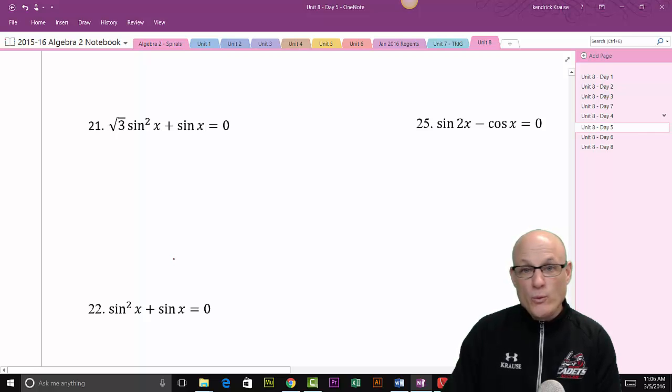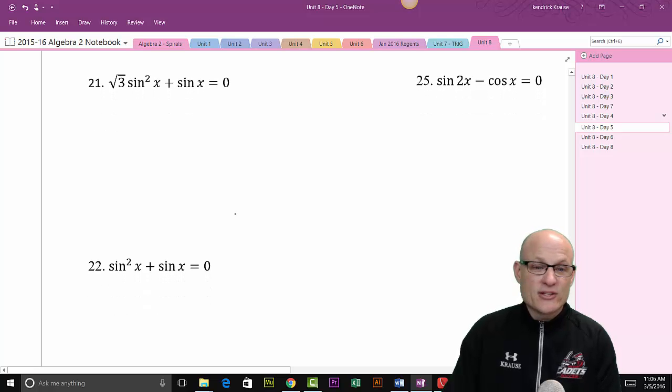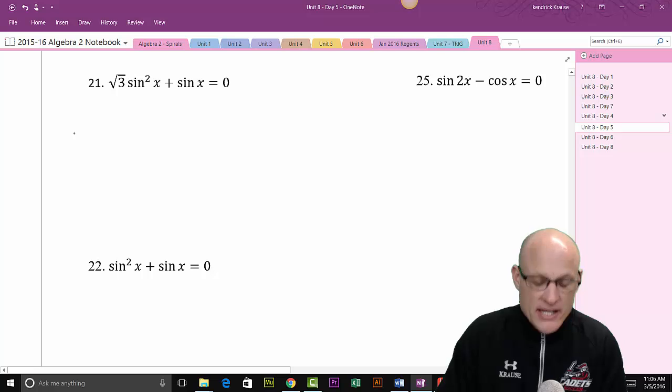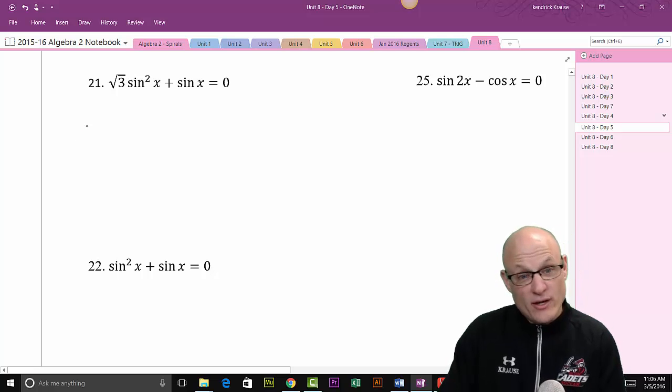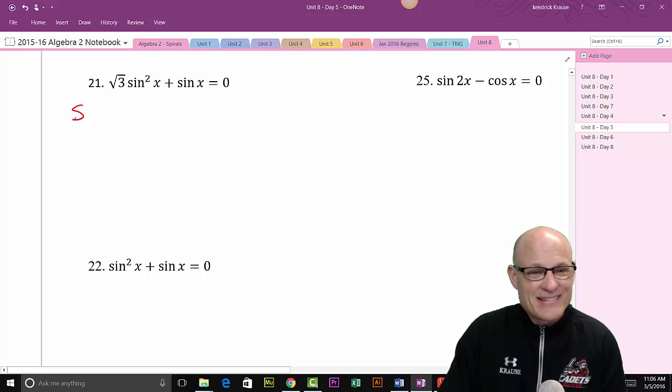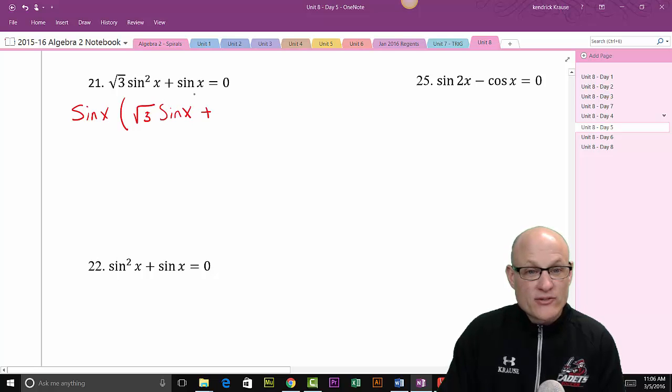What do you think, kids? I see a GCF. Do you see a GCF? Yes, Mr. Crown, I see a GCF. Well, that's great. My GCF in this case is sine x. They both have a sine x in common. So what I end up with is the square root of 3 sine x plus, remember when we take that sine out, there's still a 1 there. 1 equals 0.